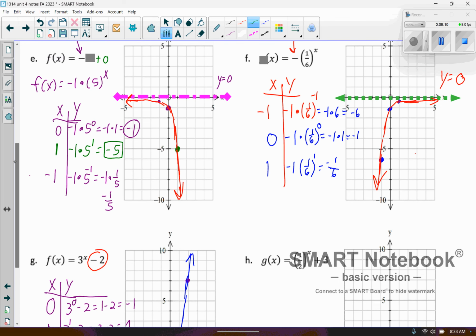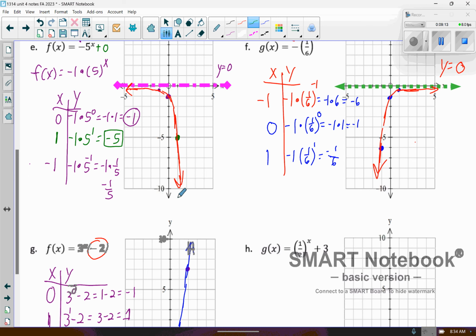So the range on E and F are both going to be from -infinity up to 0. And you have to use a parenthesis because you approach the 0 value, but you don't actually get there. And same thing with my range over here. This is going to be from -infinity up to 0.